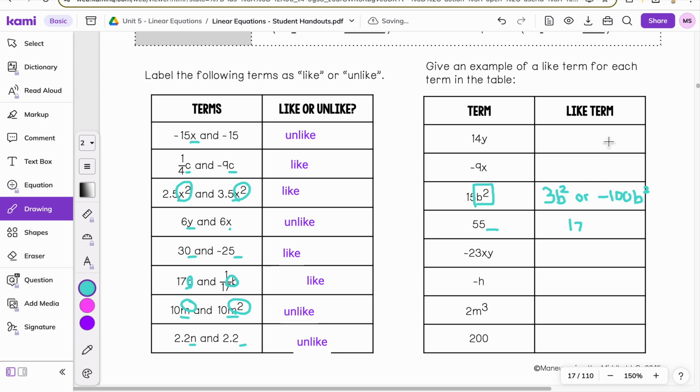So since there are so many correct answers here, I don't really want to give a bunch of answers because I don't want you to think that you are wrong. But basically, for a like term to 14y, it can be any number as long as you have a y after it. Here, you can have any number as long as you have an x after it. I could pick 12, I could pick 13, I could pick a million. It doesn't matter as long as there's an x after it. So I can take a look at some of these when we are back together.